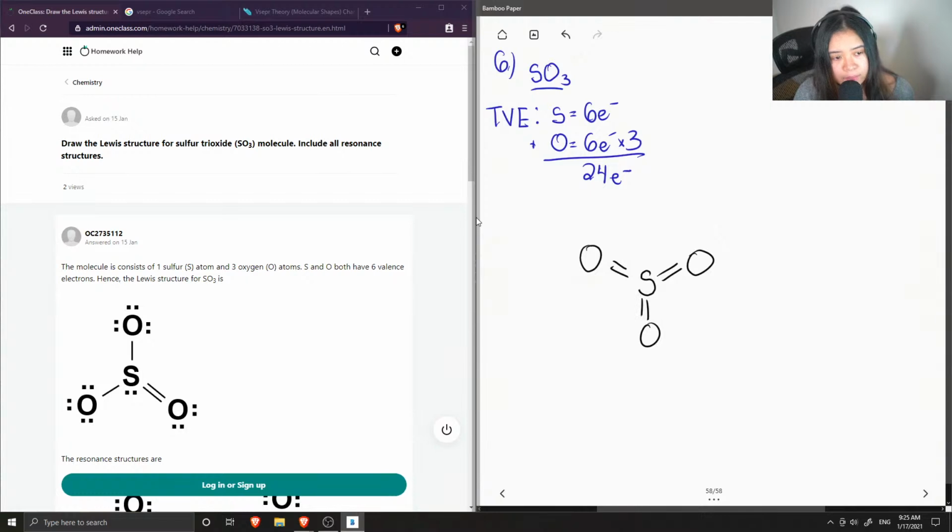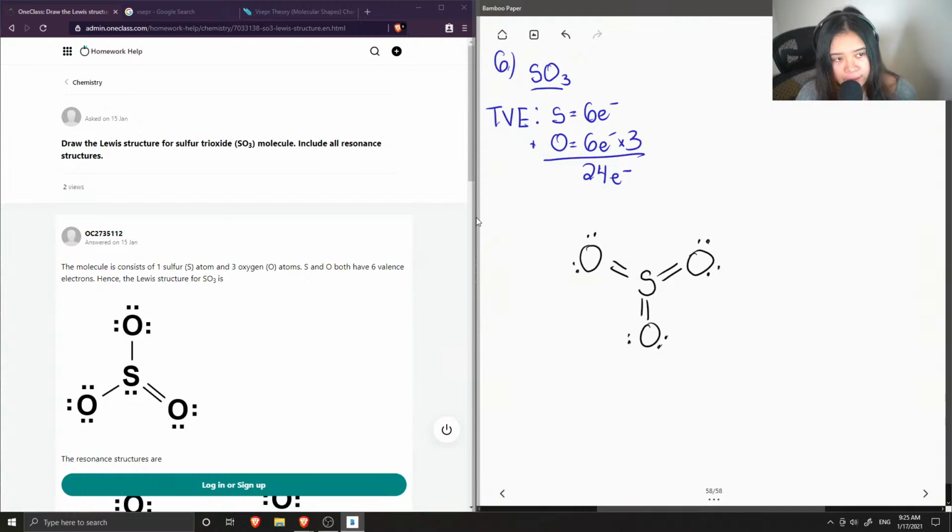This is because sulfur is one of those exceptions where it is able to have more than 8 electrons in its valence shell. And in the case of oxygen, all the oxygen atoms will prefer to have the double bond so that they can have a full octet as well.